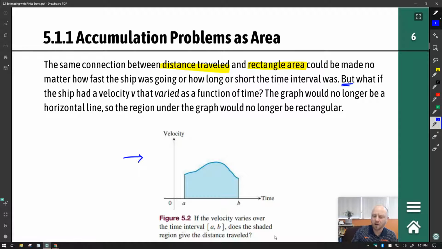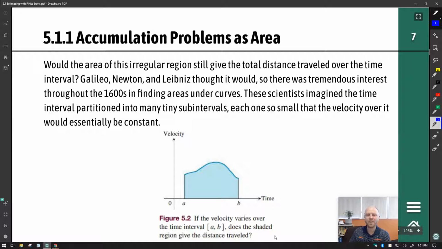That graph would no longer be a horizontal line, so the region under the graph would no longer be rectangular. What does that mean for us? And is the connection still there? Would the area of that irregular region still give us the total distance traveled over the time interval? Well, some important guys, Galileo, Newton, and Leibniz. You've heard of them all before.